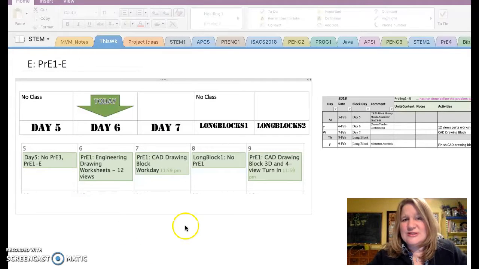Oh, actually, before that, let's look at the rest of the days of the week. So tomorrow on Wednesday, we are actually going to have you do a bit of work on the CAD for our drawing block, and I'll go back and introduce that some more tomorrow. And on Thursday, we don't have class, but Friday we will have a long block work day, and you will have a turn-in on that day as well.